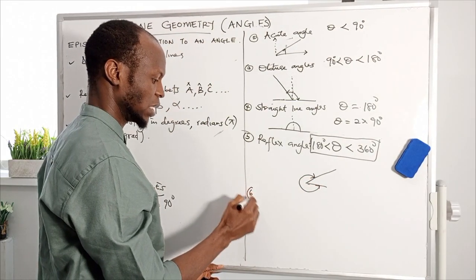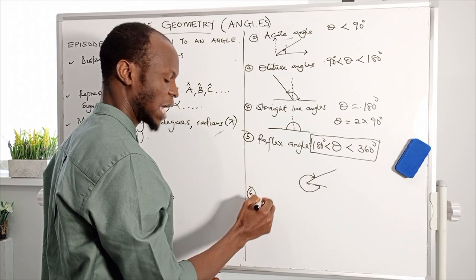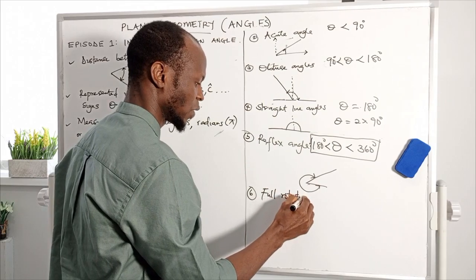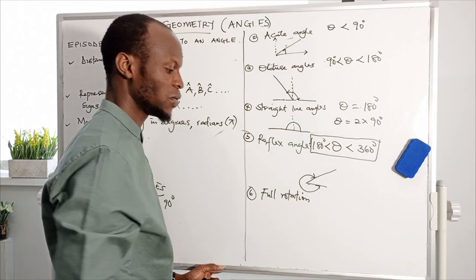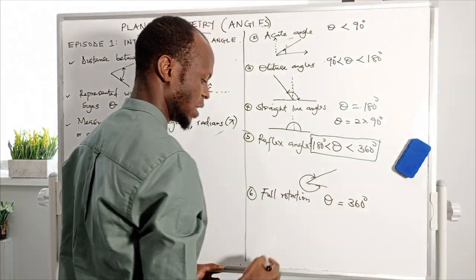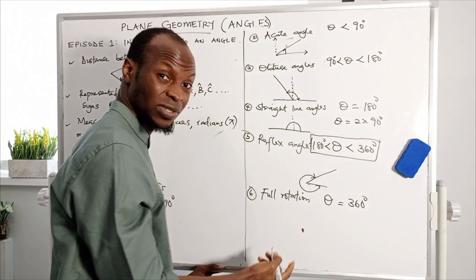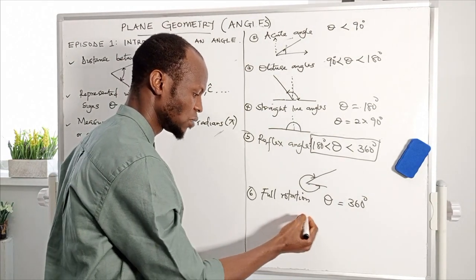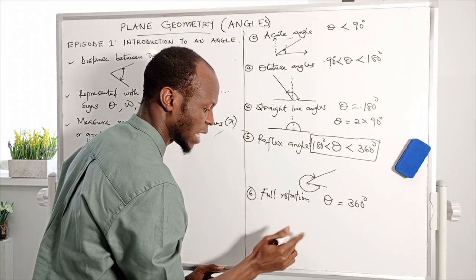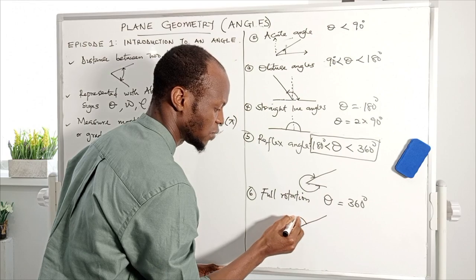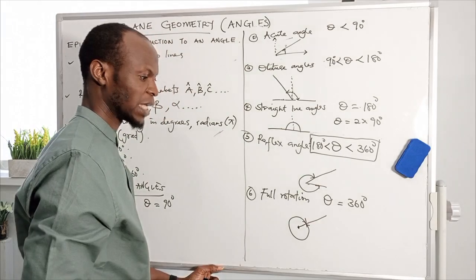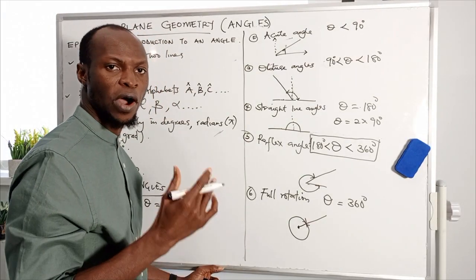And the last one is angle at a point, which we call full rotation. Full rotation angles are angles that are equals to 360 degree. Okay? They are also known as angle at a point. When an angle revolves round, that angle is known as a full rotation. So when we have an angle going round like that, that is known as full rotation angle or angle at a point.